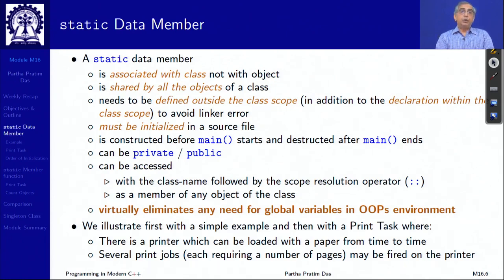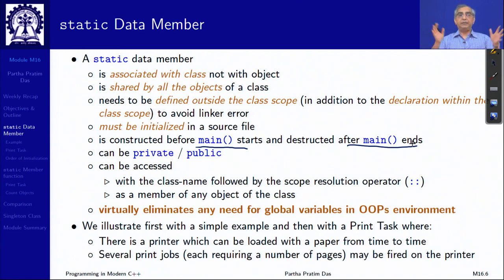It will be declared inside the class scope, but it will be defined with its type outside the class scope to avoid linker error. And since it is defined outside the class scope, it will also have to be initialized in a source file. Any static data member will be constructed before main starts and will be destructed after main ends. This is very critical. It encompasses the whole lifetime of main.